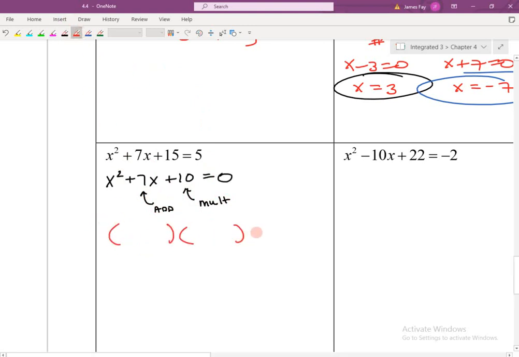So it has to multiply to 10. Yep. And then it has to add to get 7. Yep. So 2 numbers that multiply together to give me 10, and those 2 numbers should add to 7. What are those 2 numbers? 2 and 5.